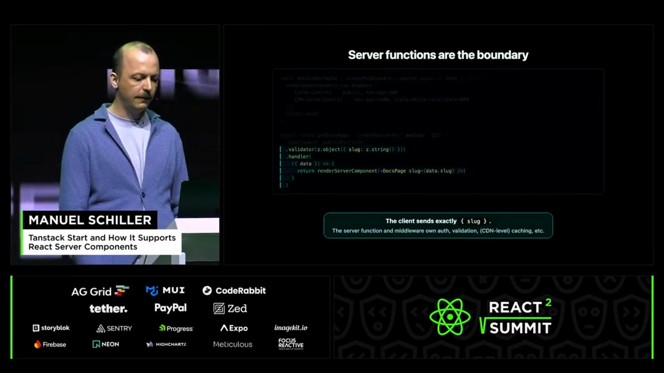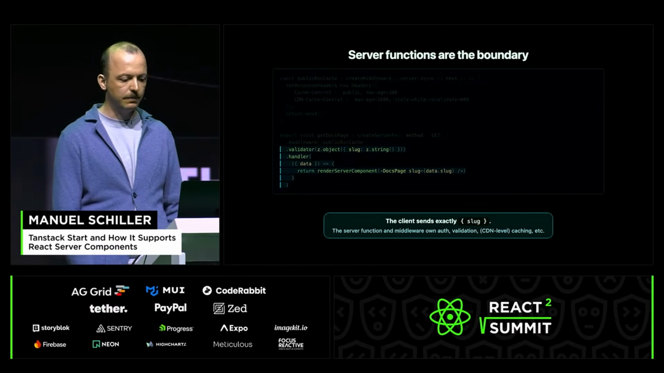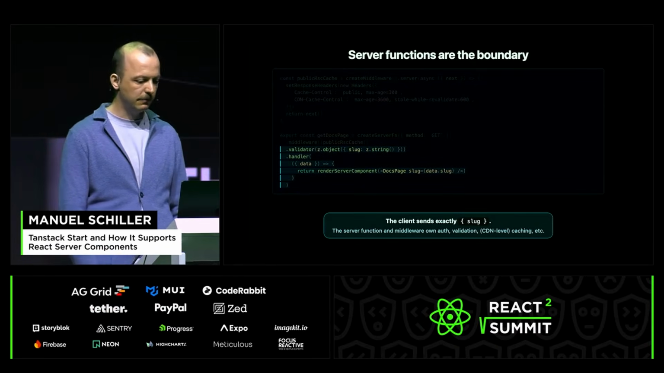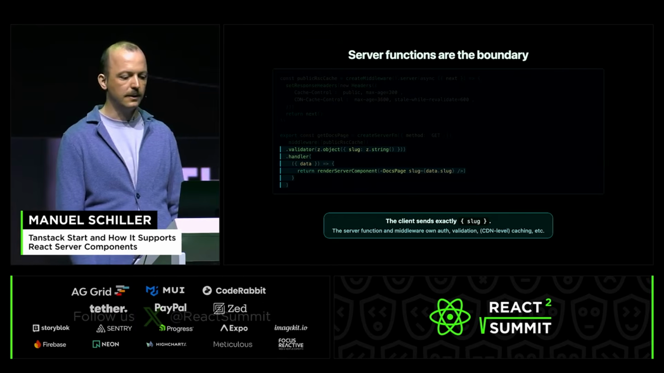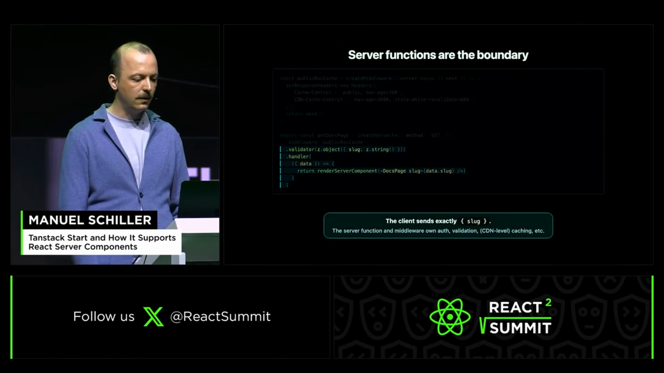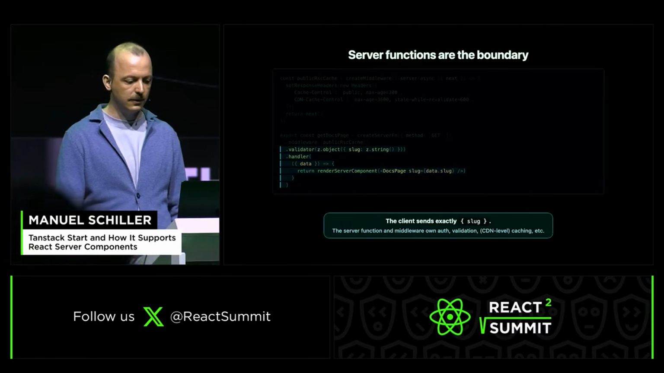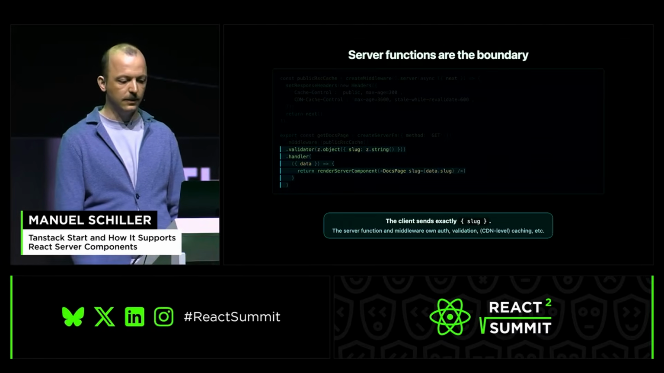And on the server, you have a validator that validates that the data you're passing in is actually the thing you expect. If not, an error is raised and you're not continuing. Otherwise, the handler is called, and it will use the validated input data. In that case, it's just a slug, and it will call render server components, and you pass in the JSX you want to actually render.